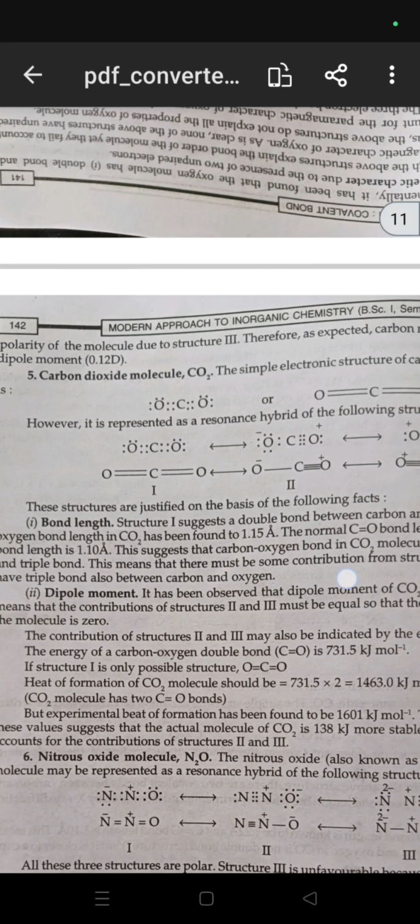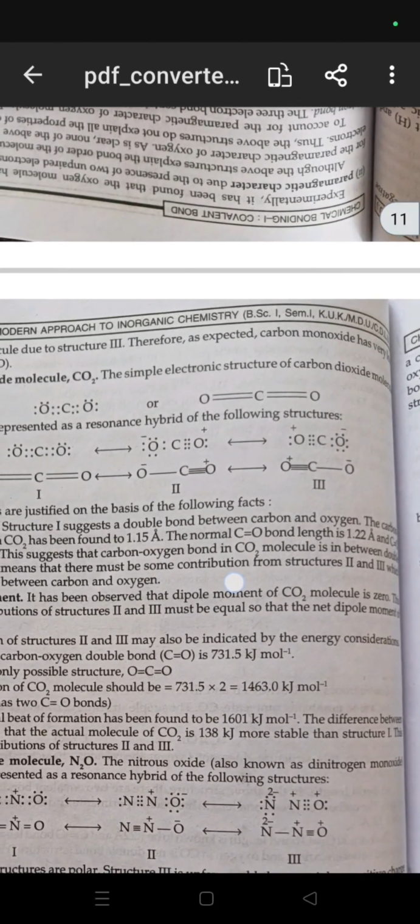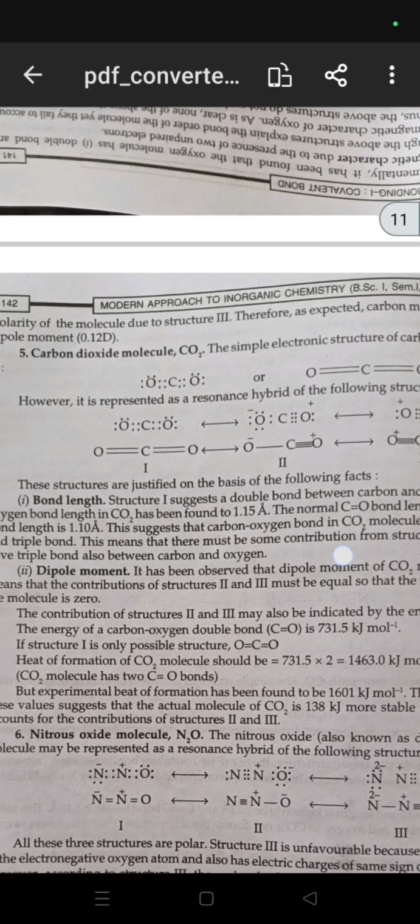Dipole moment. According to structure third, there is a positive charge on the oxygen atom and a negative charge on the carbon atom. Therefore, the molecule should have an appreciable dipole moment from oxygen to carbon. But experimentally, the CO molecule has a very low dipole moment. This suggests the contribution of structure second also. Structure second has a dipole moment from carbon to oxygen. This reduces the polarity of the molecule due to structure third. Therefore, as expected, carbon monoxide has a very low dipole moment of 0.12.